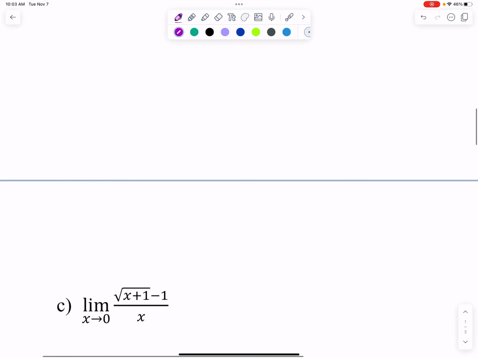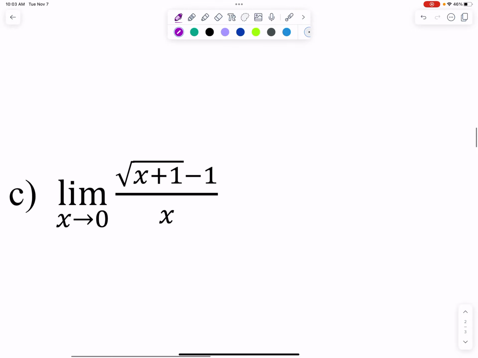And some of these you can try on your own if you want, and pause the video and then see if we get the same answer. So this is another one. It should be familiar to you. We'd run into 0 over 0.